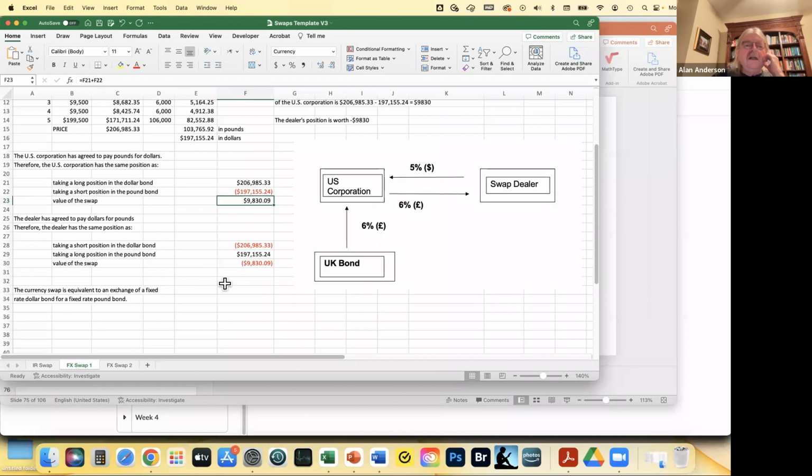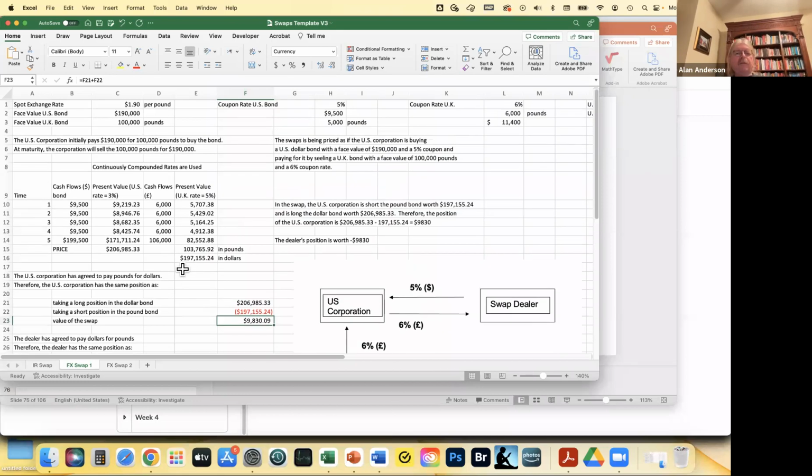So this is one potential way of pricing a swap, a currency swap. We're going to just line up all the cash flows in the two currencies, calculate their present values, and compare them to each other after adjusting for the exchange rate. The difference between the two tells us who's ahead and who's behind and by how much. So just two bonds, a dollar bond, a pound bond.